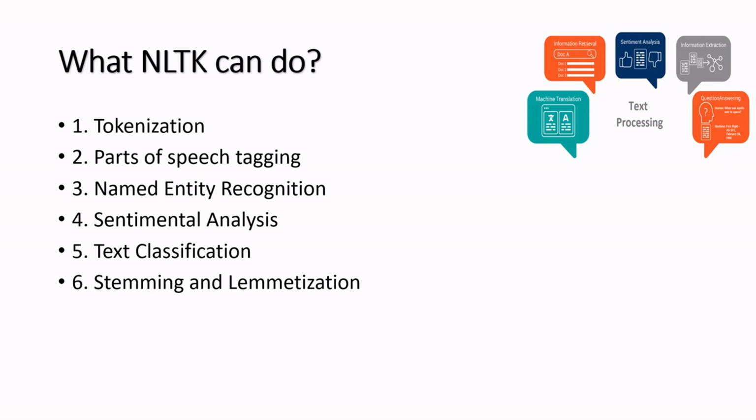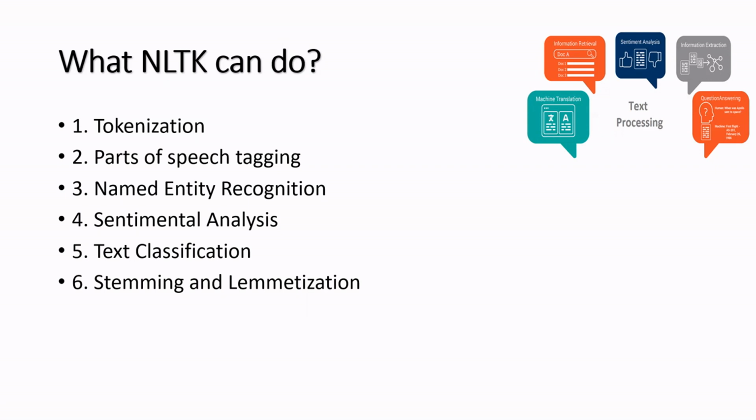And next one, named entity recognition. The Natural Language Toolkit can locate and classify named entities such as names of people, places, or names of organizations in a text. Next, coming to sentiment analysis. The Natural Language Toolkit can determine the sentiment or mood expressed in a piece of text, which can be useful for understanding user emotions in a chatbot context.